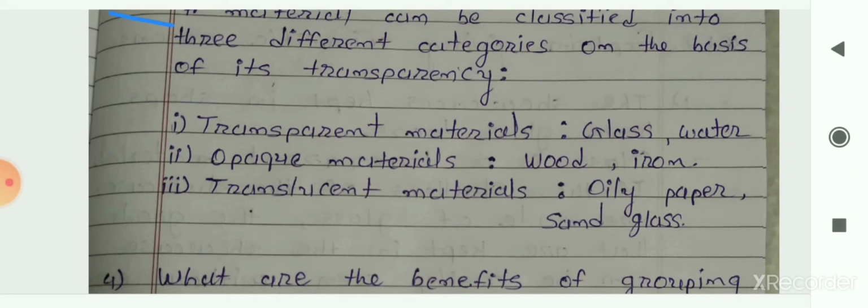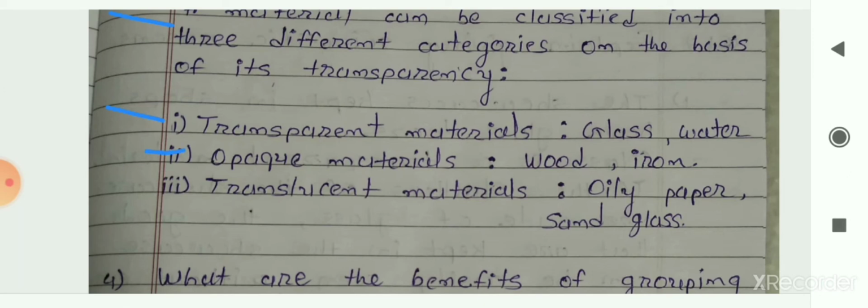So first is transparent material, that means the material or the objects through which we can see properly. So those kind of materials or objects are known as the transparent materials. Examples of those kind of materials or objects are glass and water. So glass and water are the transparent materials.